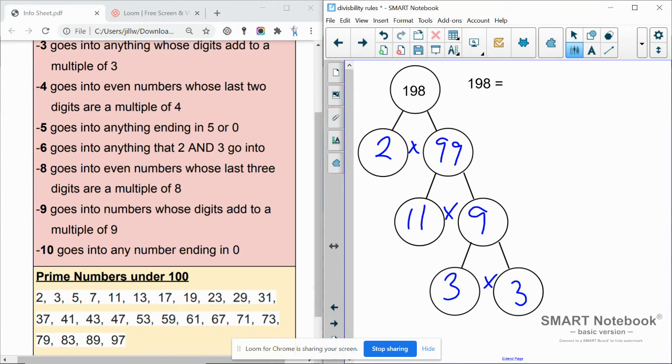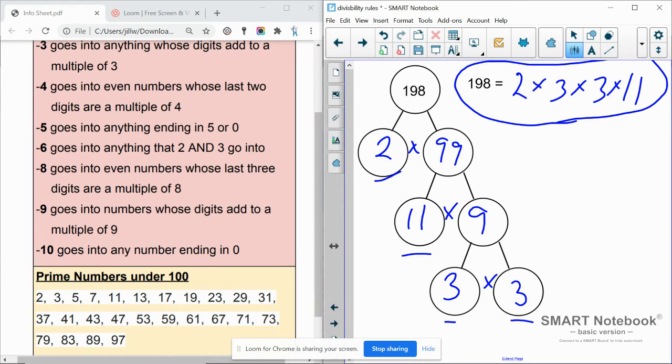So when we write our prime factorization, I'm going to go from the smallest of these prime numbers, the ones that are not branching apart, and I'm going to write 2 times 3 times 3 times 11, and that's the prime factorization of 198. Again, if you want to check, you can always multiply the numbers together. 2 times 3 is 6. 6 times 3 is 18. 18 times 11 is 198.